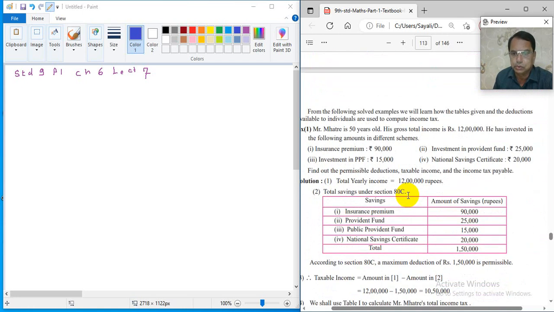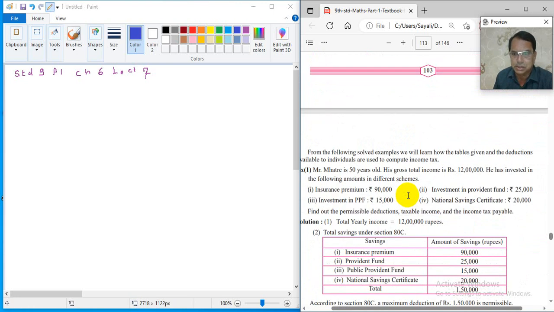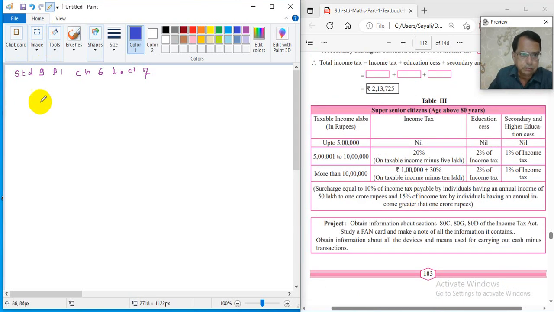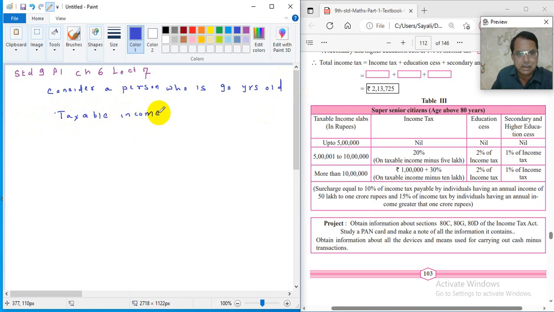And now suppose I have to calculate, suppose some person is there who is a super senior citizen. So consider a person who is say 90 years old. So he is in this category, above 80 years, right? And suppose his taxable income is say 12 lakhs. This is the taxable income. That means he is in this category, more than 10 lakhs. 12 lakhs is more than 10 lakhs. So now how will you calculate income tax?